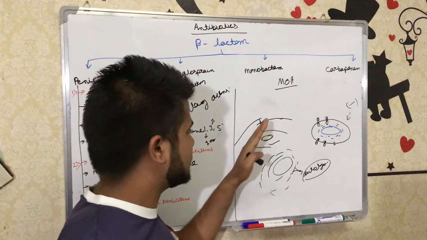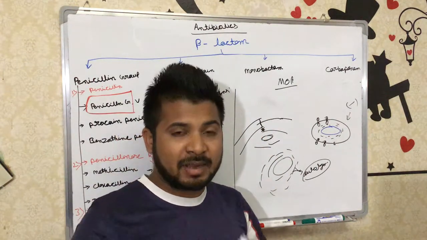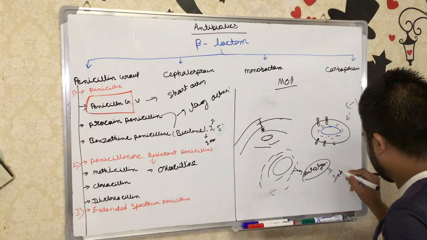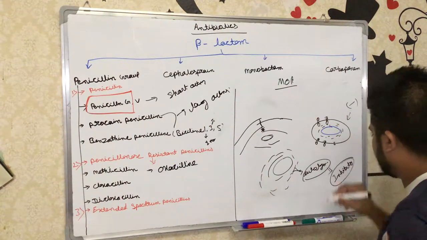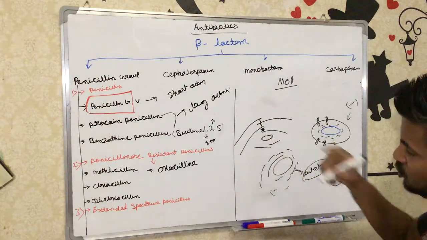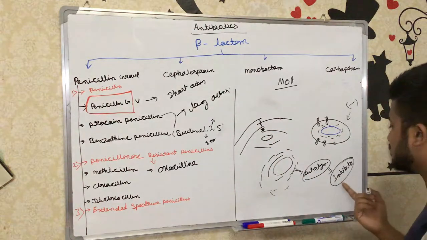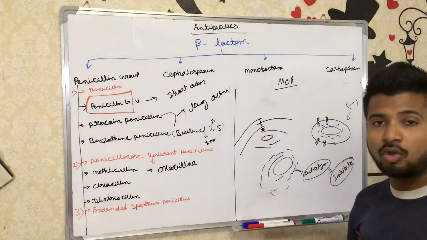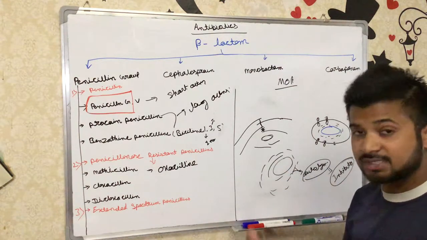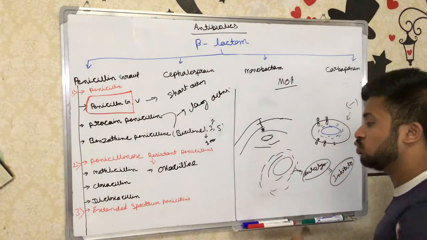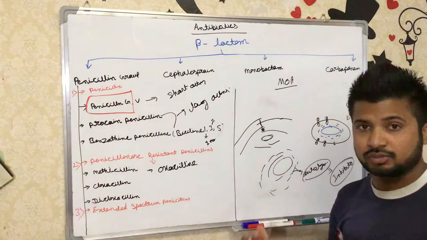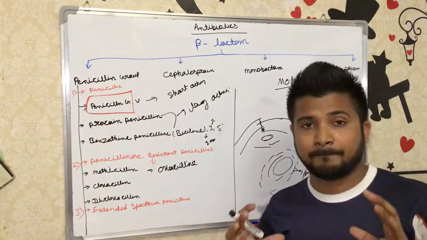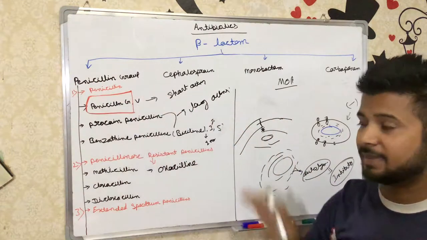So on one side, penicillin binds to the penicillin binding protein and destroys the peptidoglycan layer, and on the other side, it also inhibits the autolysin function of the bacteria. Autolysin's main function is synthesizing the new cell wall: the old one is destroyed automatically and the new one is synthesized. Due to inhibition of autolysin, things become worse and worse for the bacteria, and it can lead to death. So there are two mechanisms, but the main one is the penicillin binding protein. That is the main mechanism of action for all beta lactams, not only penicillin.